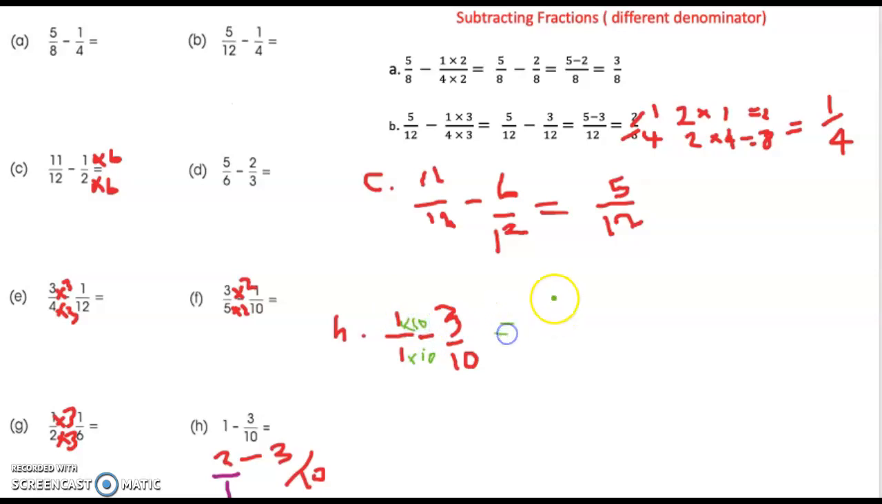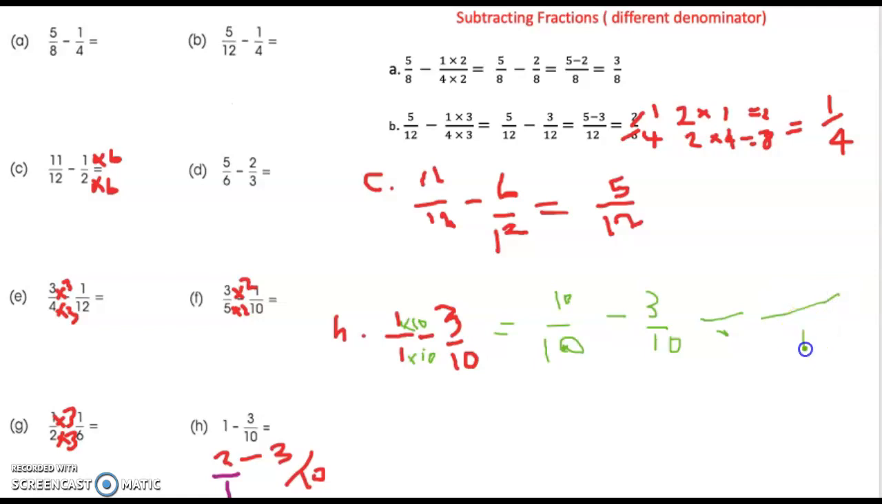Now the new fraction I got was 10 over 10, right? 10 over 10, isn't it? That's obvious because I had 1 over 1. So if I multiply by 10, it will be 10 over 10. Now I have 3 over 10. Never mind, I got the denominator the same. And then let me subtract.